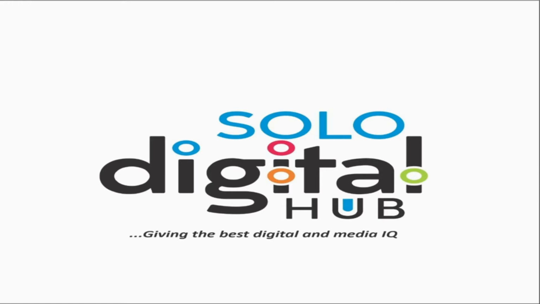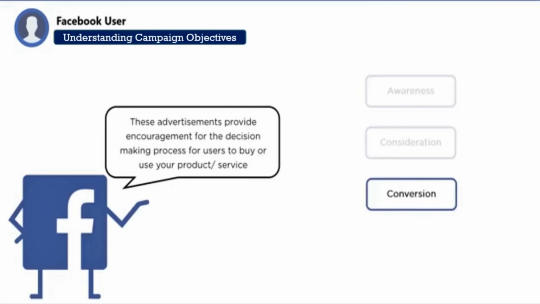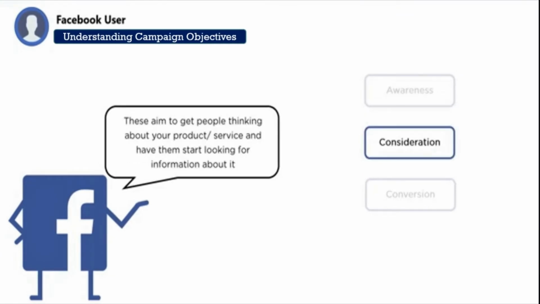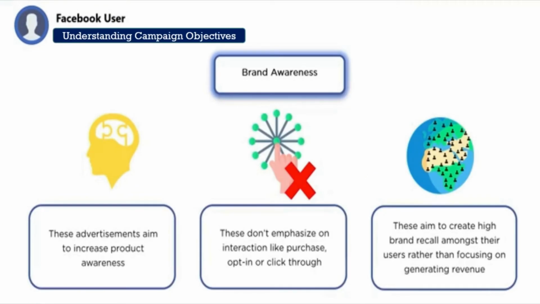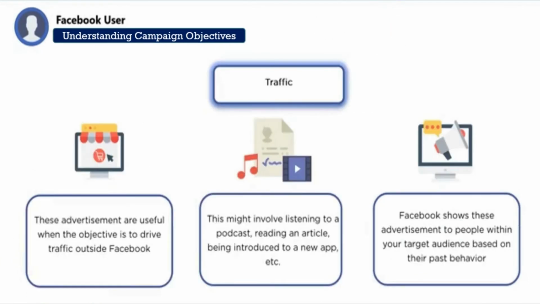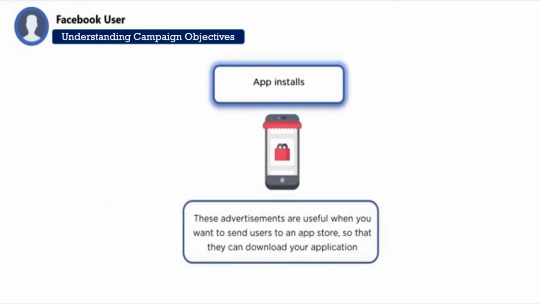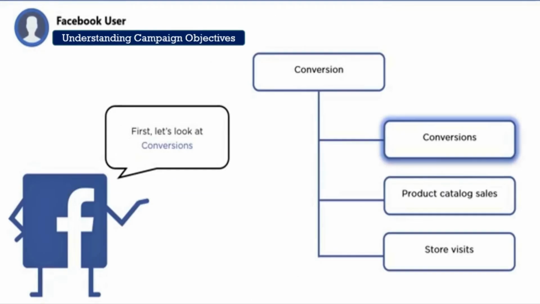Now we have come to the end of understanding your campaign objectives, and we were able to consider the awareness, the consideration, the conversion. So under the awareness, we look at brand awareness, reach. Under the consideration, we look at traffic, we look at engagement, we look at app installs, we look at video views, we look at lead generation, we look at messages. Under conversion, we look at conversion, product catalog sales, store visit.